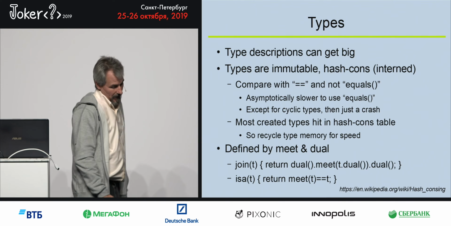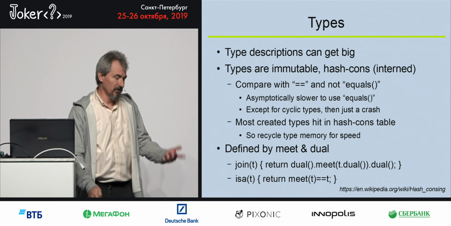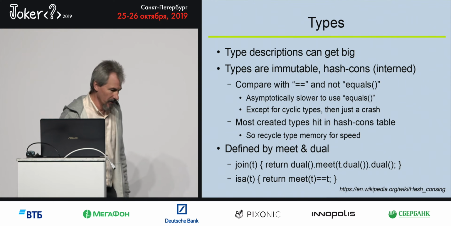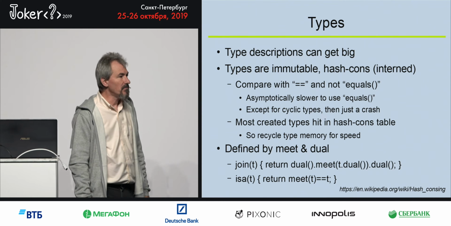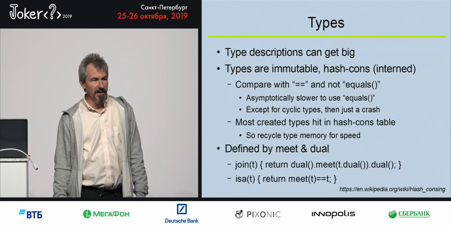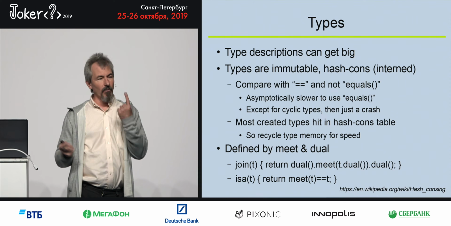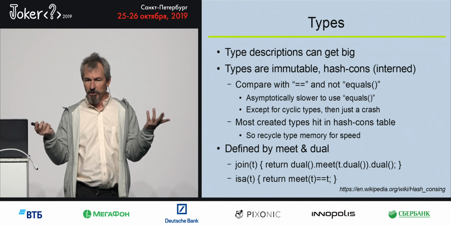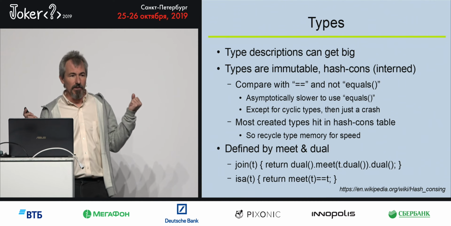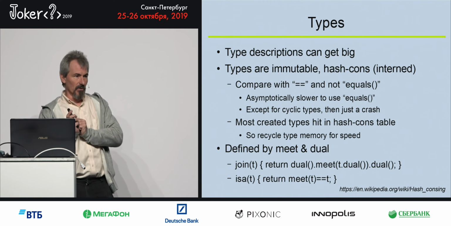So, types. This is type.hpp and type.cpp in the C2 opto directory. Type descriptions can get big. They represent a very complicated structure. So they're also immutable, and they are hash-consed, or interned. Go look it up if you don't know what that means. The reason to do hash consing is that when I'm done, I only have one instance of a particular type, even if it was large and complicated. Because I only have one instance, I can compare it with == instead of .equals. In fact, it is incorrect to use .equals.